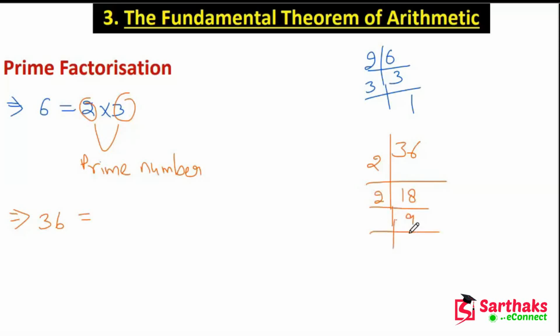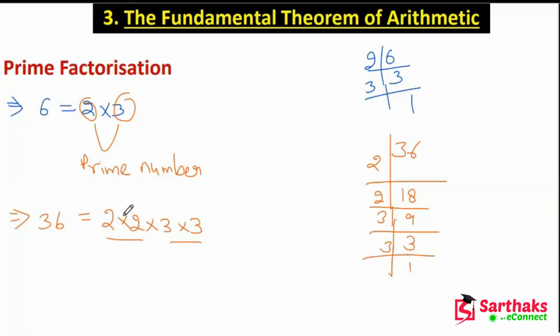Now can 9 be divided by 2? No. So it can be divided by 3, three times, and then 3 ones are 3. So our result is 2 into 2 into 3 into 3. Again, 2 and 3 are prime numbers, and 36 is broken into a product of prime numbers.